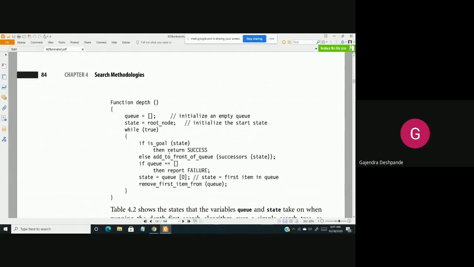Of course, there is a recursive version also. So we'll not discuss the recursive version. You can go through the recursive version after this class. So let's see how the function depth works.